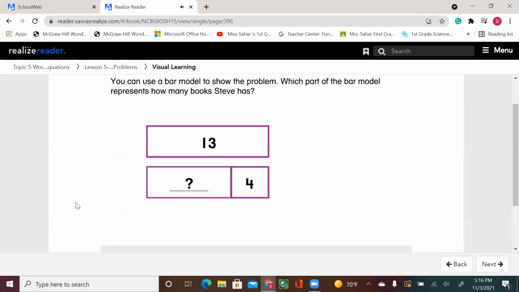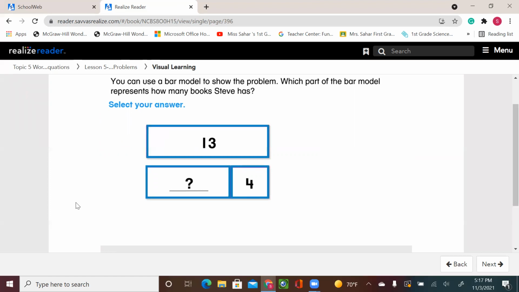You can use a bar model to show the problem. Which part of the bar model represents how many books Steve has? Select your answer. All right, so for this equation, as you see, we have Steve. He has 13 books. Claire has 4 fewer books than Steve. So we're looking for how many books Claire has. Using the bar models helps us to see what we need and what we have.